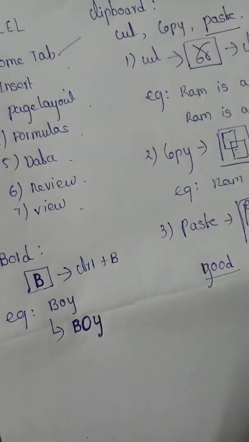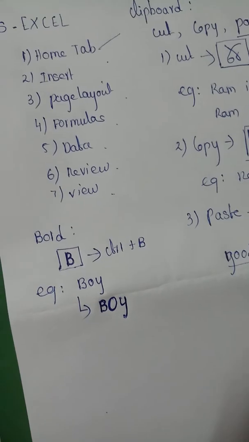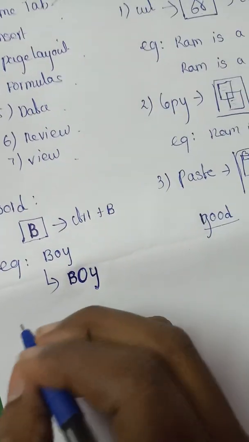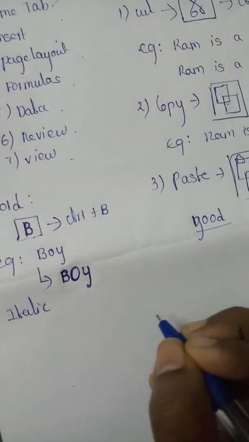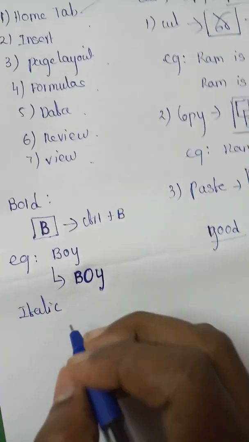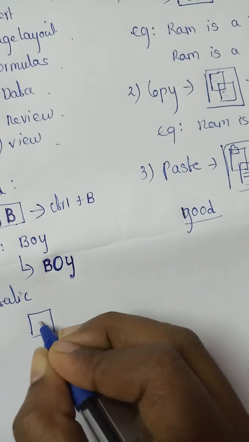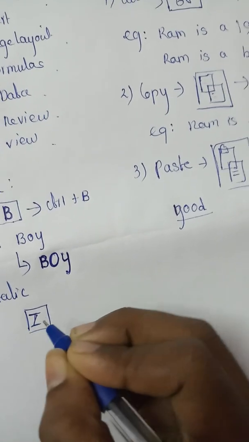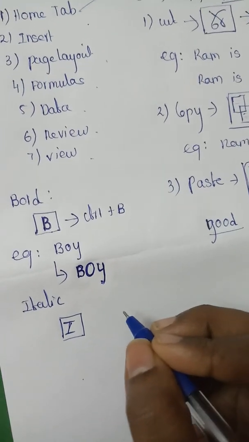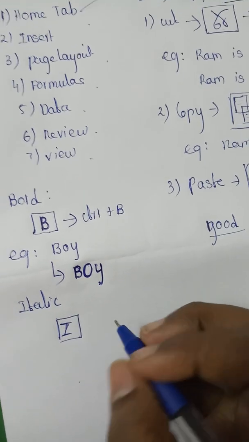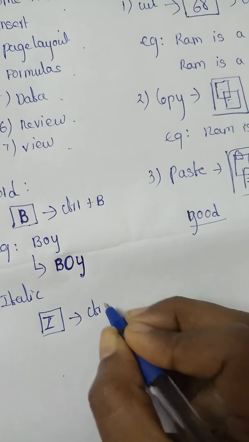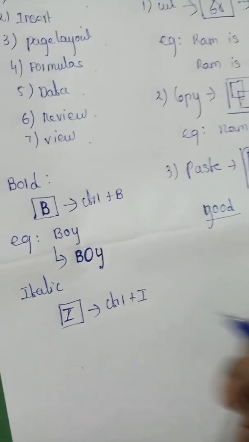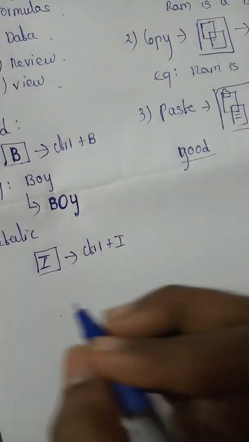Okay. The shortcut key for bold is Ctrl plus B. Second one is italic. This is the icon for italic. The shortcut key for italic is Ctrl plus I.